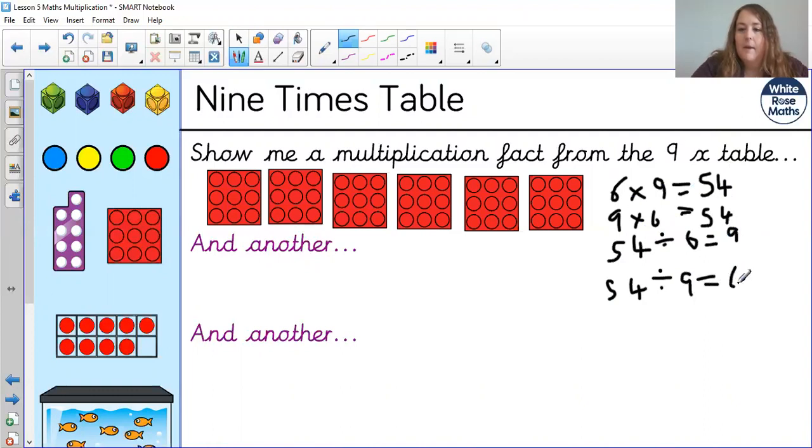Can you please show me one way, and another, and another? So pause the video here and show me a few ways where you can draw a 9 times table fact and then show me the fact families for it. Off you go.